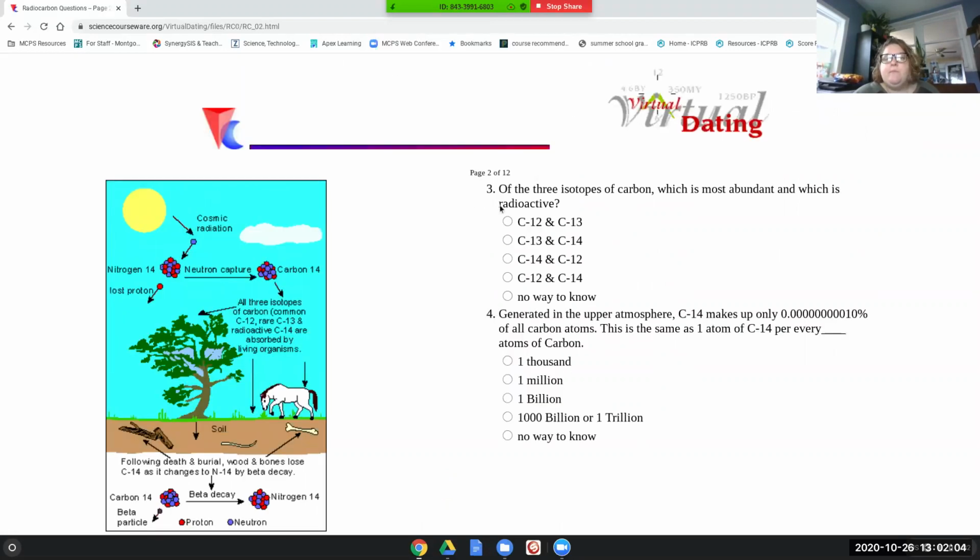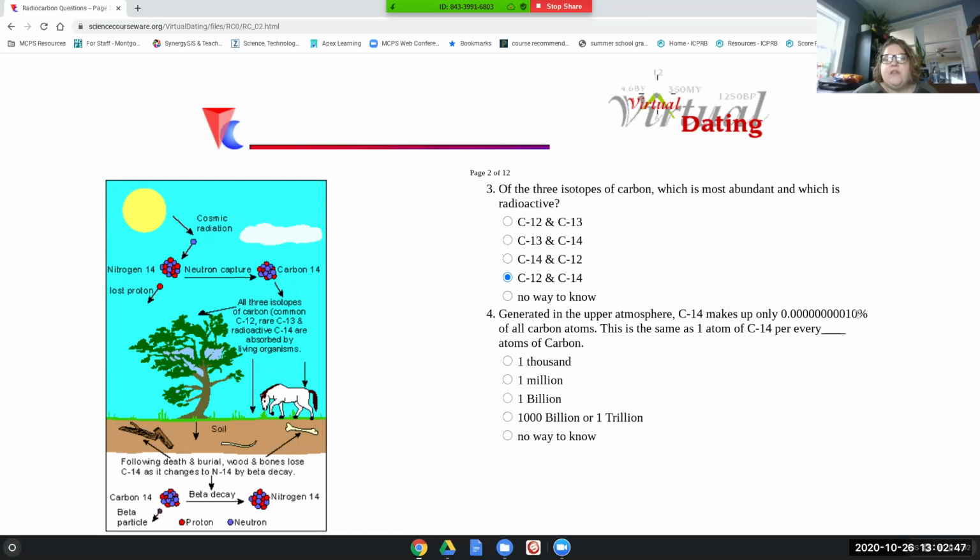So here are the 3 isotopes of carbon, which is most abundant, most common, and which is radioactive. Right here, talked about this in class. Carbon-14 is radioactive, so you only have 2 choices. But when you go back here and look, carbon-13, it says rare carbon-13. That means it's not found everywhere. So abundance is a lot or many. So we want carbon-12 and carbon-14. Just ask for most abundant first and radioactive last. So we don't want this one because it talks about most abundant first.